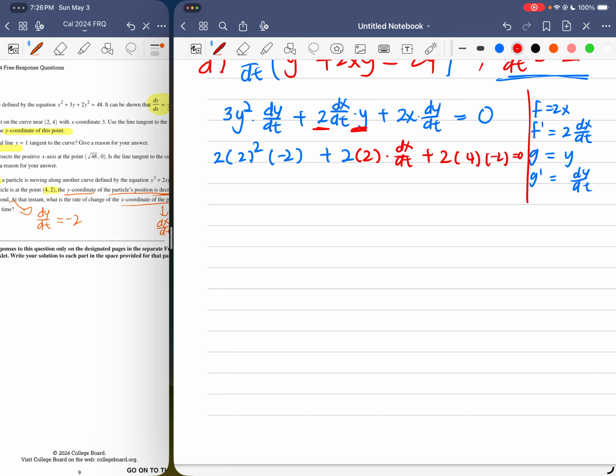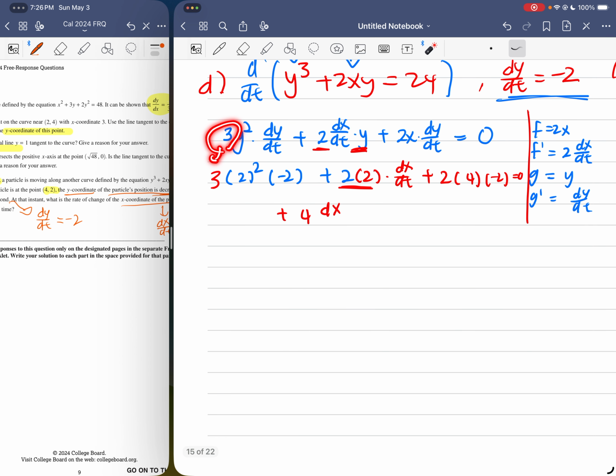The only thing that you have to do is solve for dx/dt. I believe this one should be easy. Just be careful with the sign. 2 squared is a 4. 4 times 2 is 8. 8 times -2 is -16. Plus 2 times 2 is a 4 dx. Oh wait, this one is a 3. Why is it? Okay, so never mind, because I forgot about this 3 here.